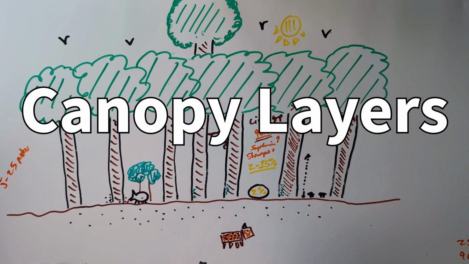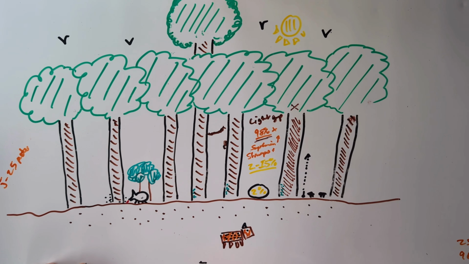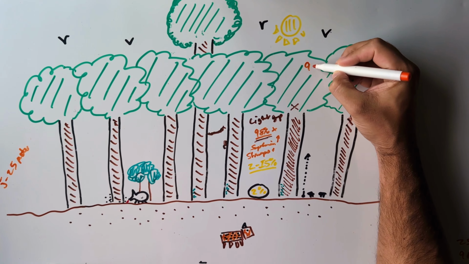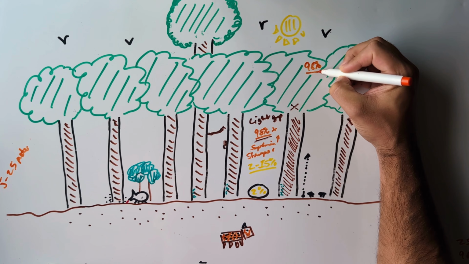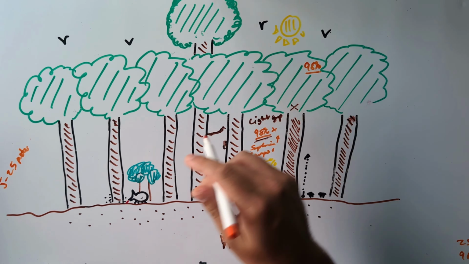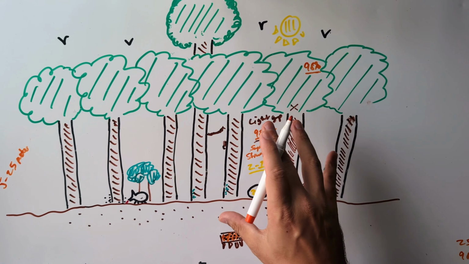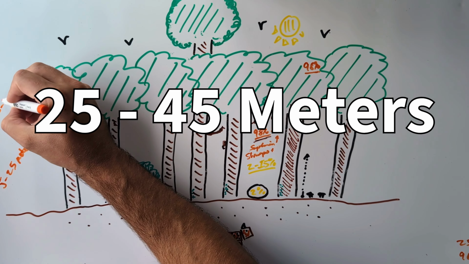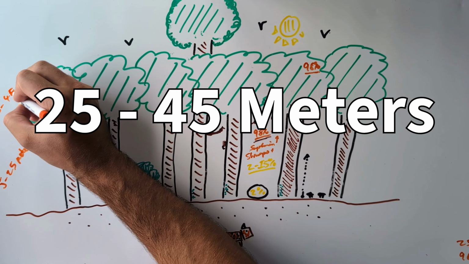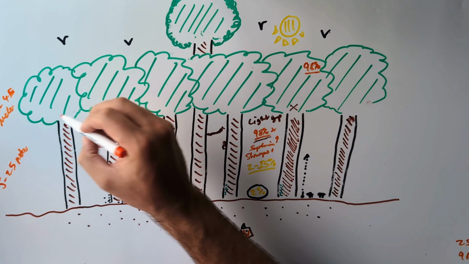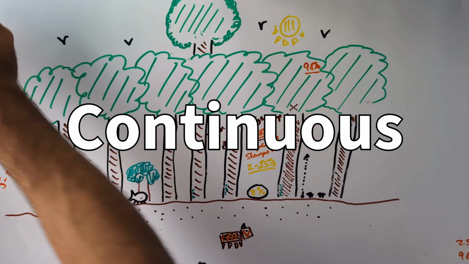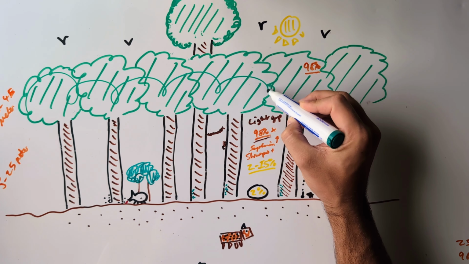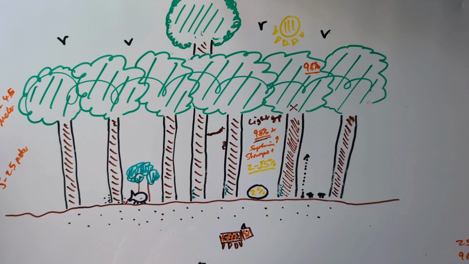Okay, the canopy layer. I said it was the most important layer of all. I'd kind of say that. My argument for that would be 98% of life in the rainforest, and remember, rainforests are packed with life, are found in the canopy. We find it at 25 to 45 meters, and it is a continuous layer. Continuous means uninterrupted. It's a continuous layer of vegetation.